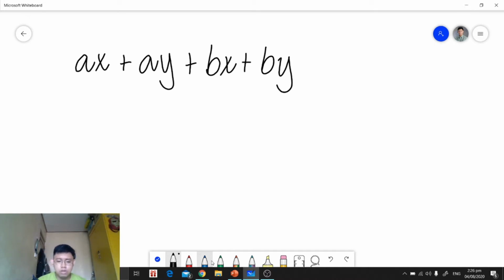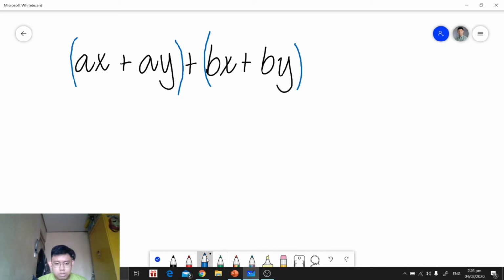So first thing that we need to do is to group them by pair. I'm going to group the first 2 terms, and I'm going to group the third and the fourth term. Then after that, I'm going to have 2 groupings. Now, if you can observe, the first group has a common factor. What's the common factor of the first group? That is a. And for the second group, we have b.